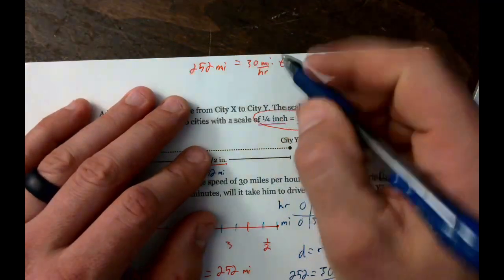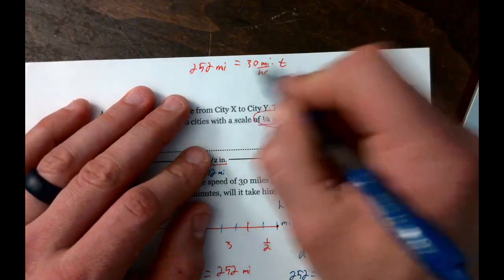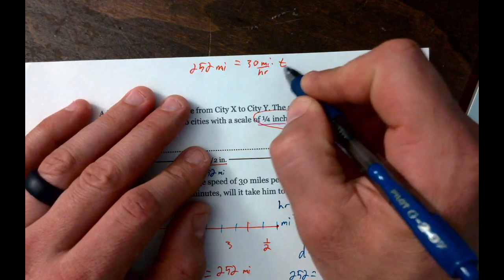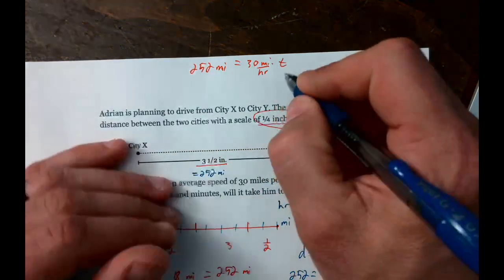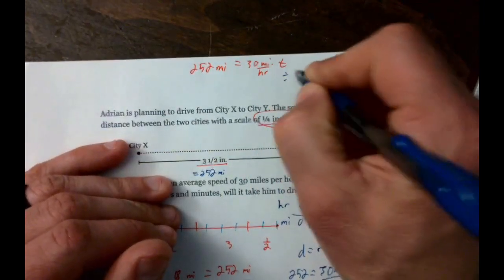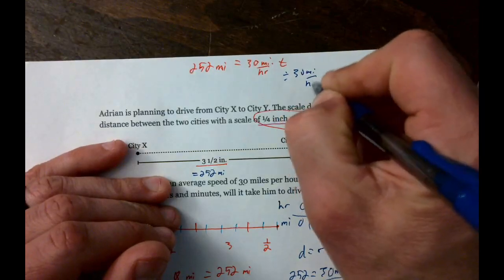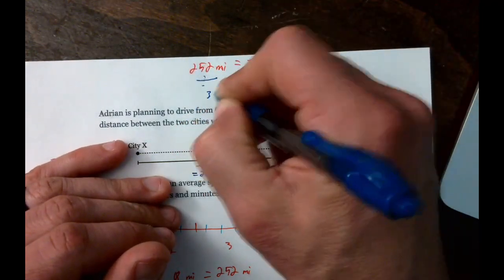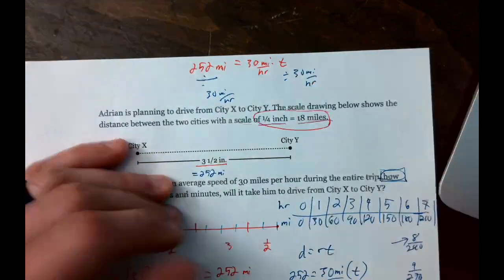And hopefully you remember that with a one step equation like this, I'm multiplying to my variable. I want to get rid of the multiplication. I'm going to do the opposite of multiplication. I'm going to divide by 30 miles per hour. Divide by 30 miles per hour. So here's what I got.